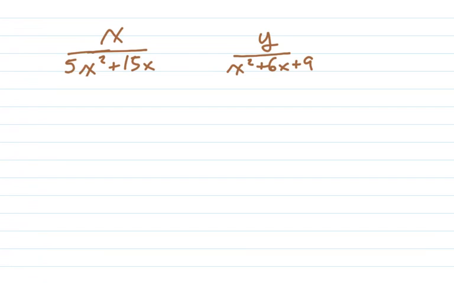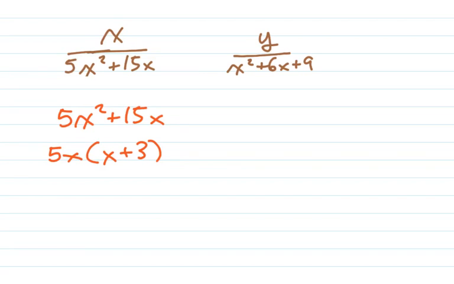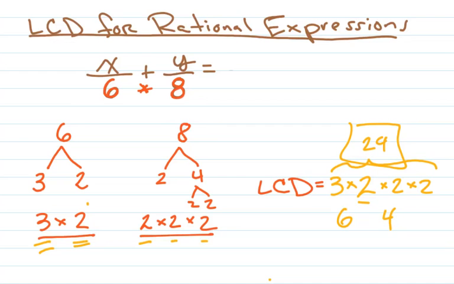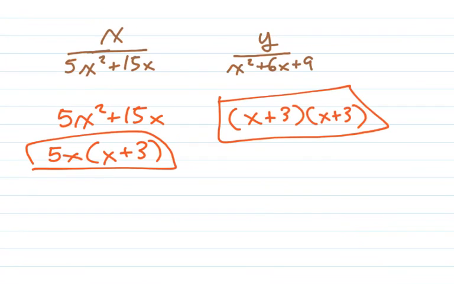So let's factor, I'll do it in red, this guy here. If I factor that, I know I can take out what? I can take out definitely a 5, and I can take out an x, and then be left with x plus 3. Here, with this rational expression, we have a perfect square trinomial, actually. So this is x plus 3 times x plus 3. These are our prime factorizations. Just like how we had here, these two are our prime factorizations.